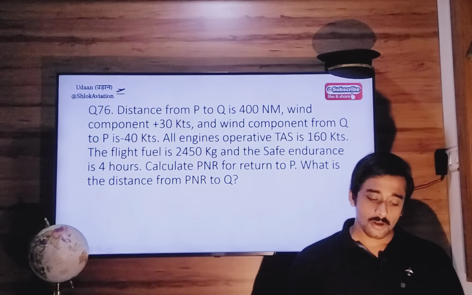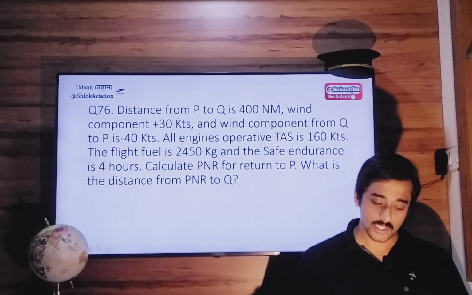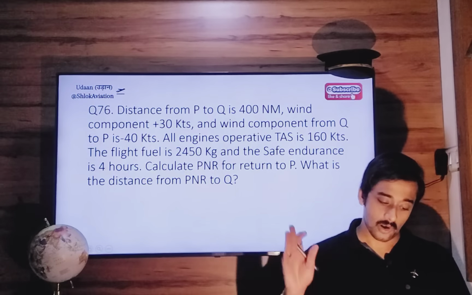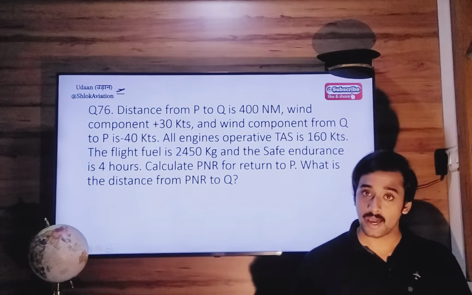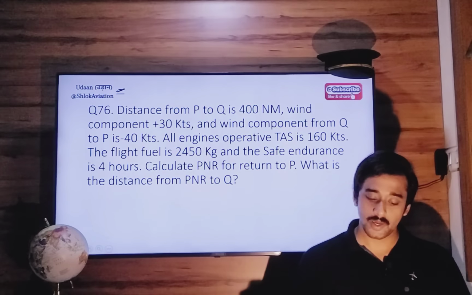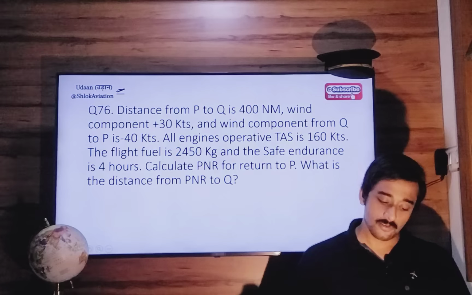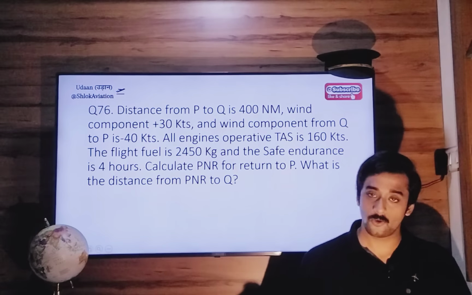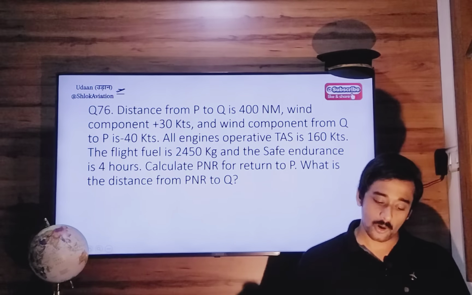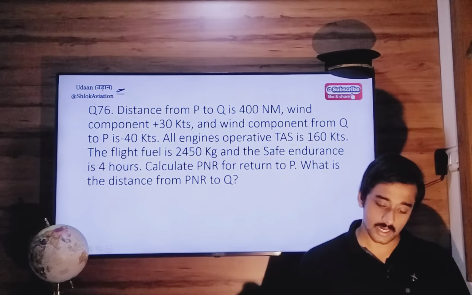Distance from Papa to Quebec is 400 nautical miles. Wind component plus 30 knots, and wind component from Quebec to Papa coming back is minus 40 knots. All engines operative speed is 160. Fuel is 2050 kg. Endurance is 4 hours. Calculate point of no return for return to Papa. What is the distance from point of no return to Q?